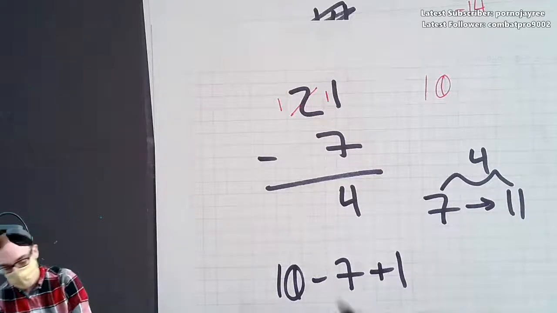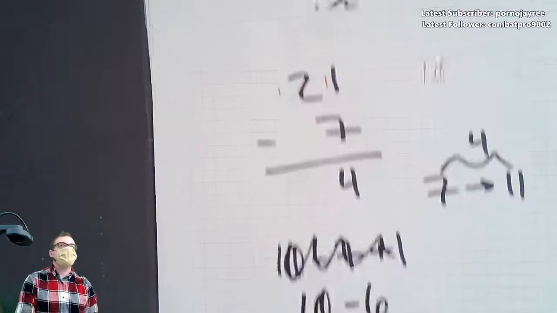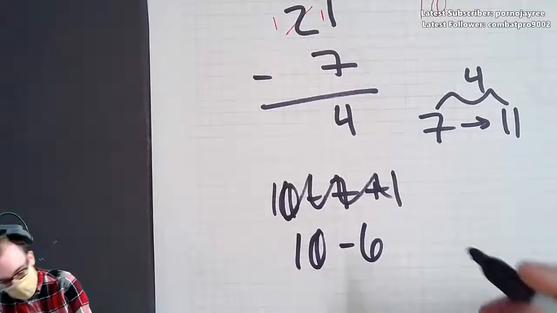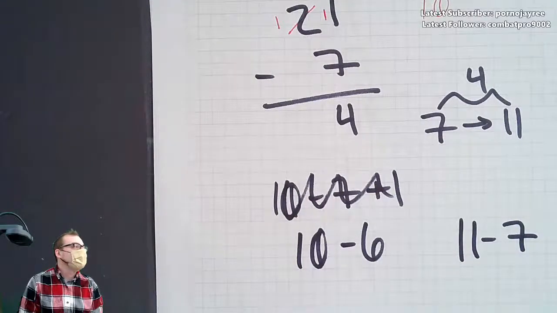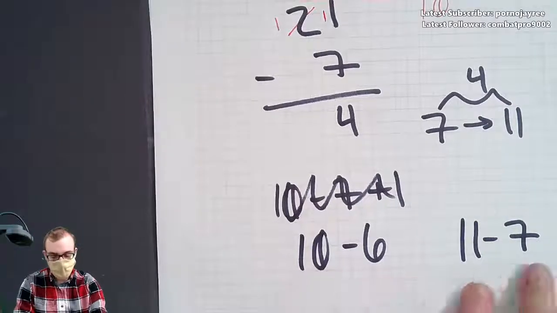If that's hard for you to understand, let me show you this. What if we did 10 minus 6? Isn't that the same thing as 10 minus 7, or 11 minus 7? 10 minus 6 is the same thing as 11 minus 7. What do you notice? Both numbers are 1 less. I changed the numbers by 1, right?